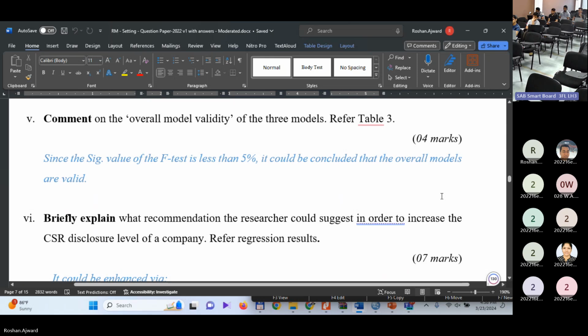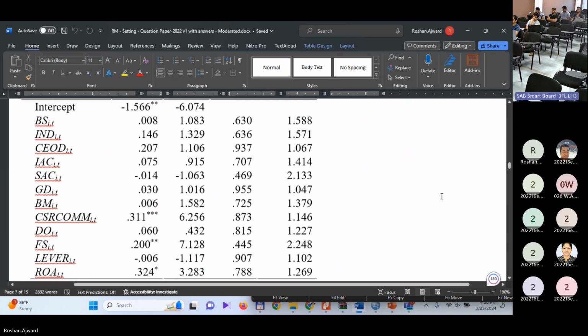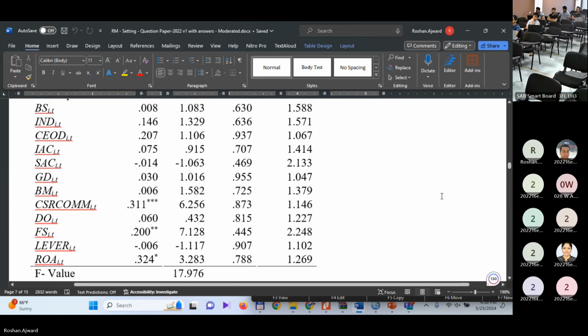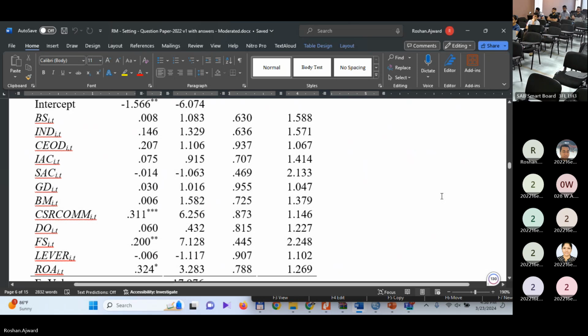Then briefly explain what recommendations you could make based on this to improve CSR disclosure. What are the recommendations you could make? Improve, right? What to do?